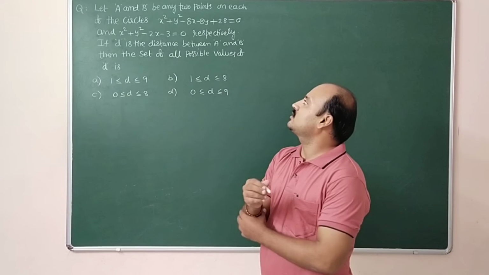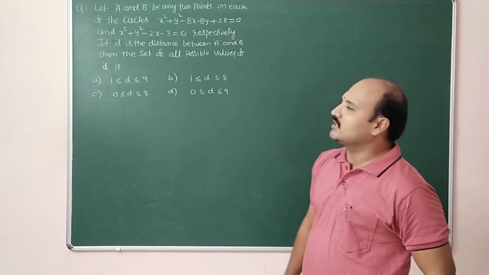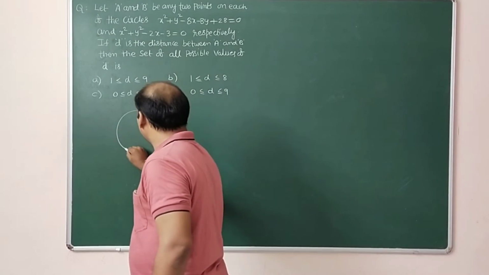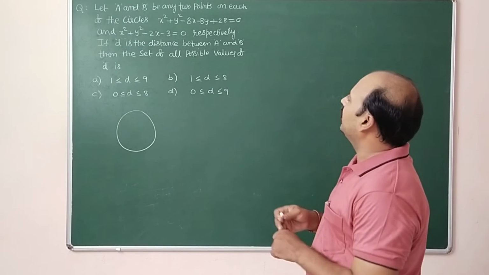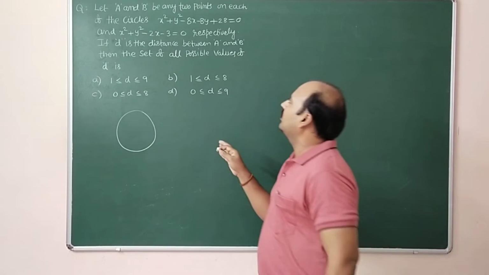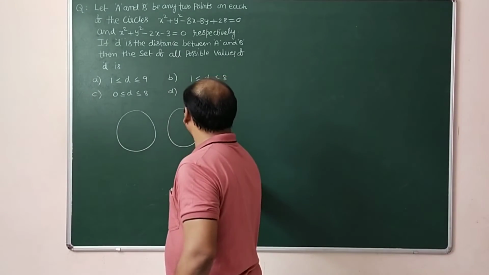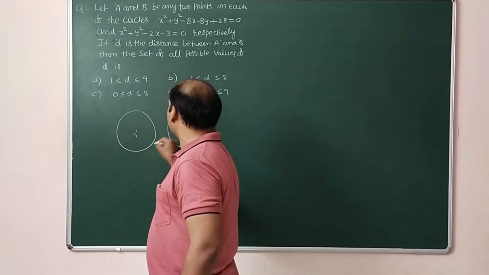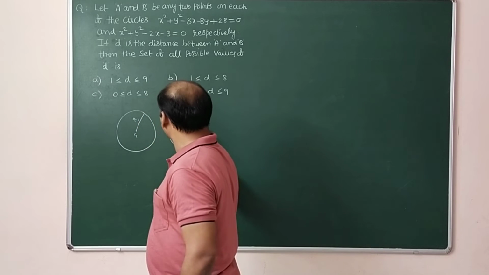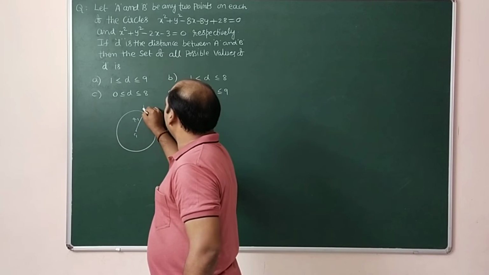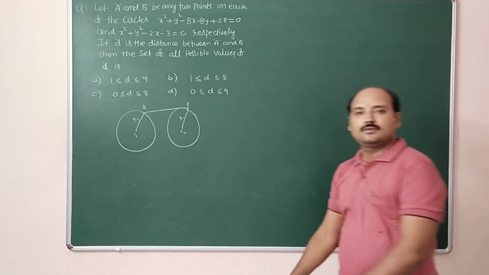These are the options for this question. Whenever A and B are any 2 points on the circles, they have not mentioned whether the circles are intersecting or not. First we will find the centers of the respective circles and radii. A and B are the points, and we are asked to calculate the distance between A and B.